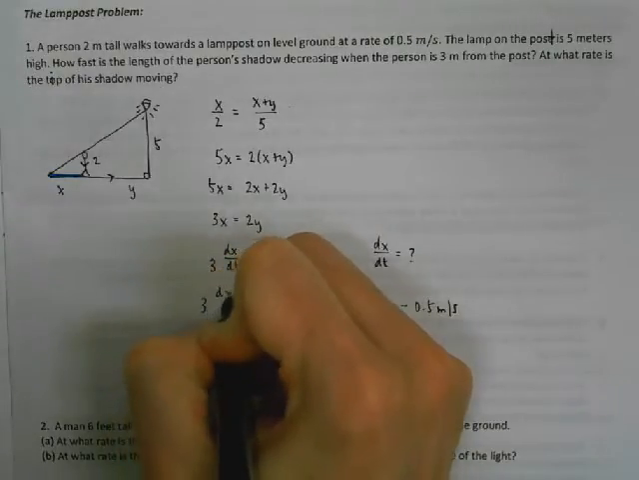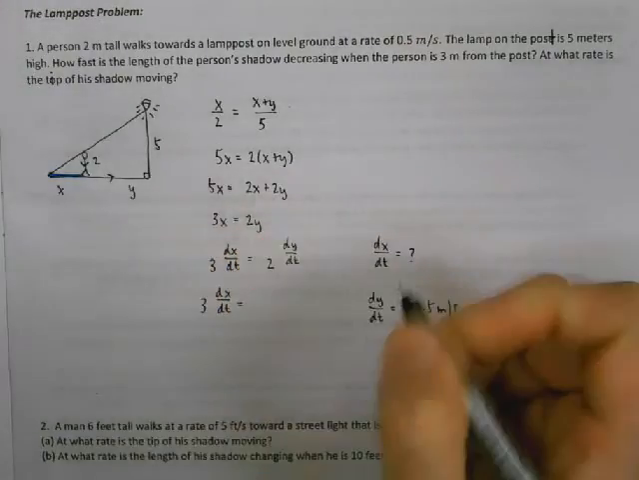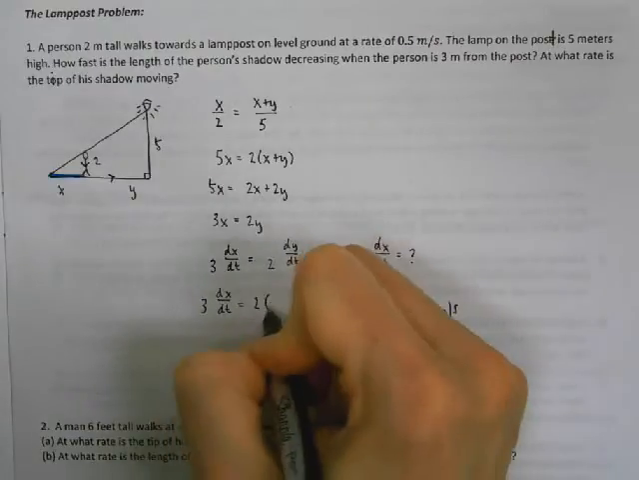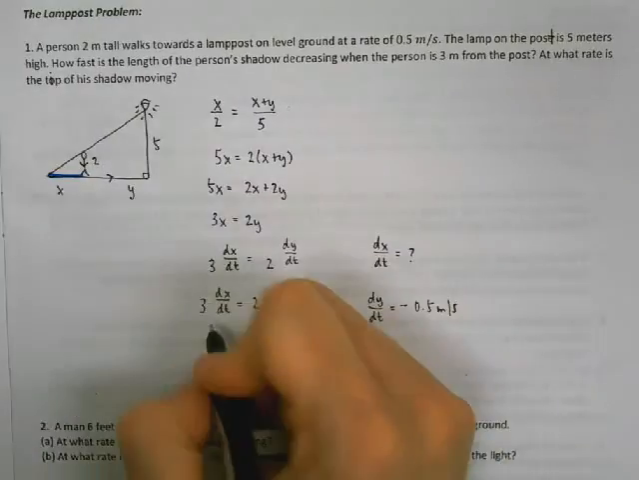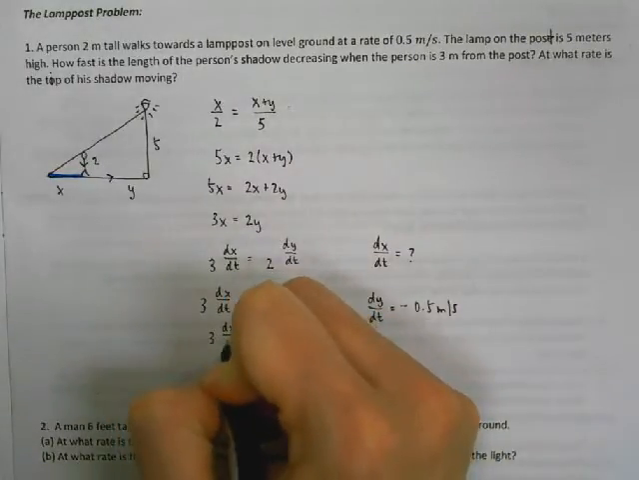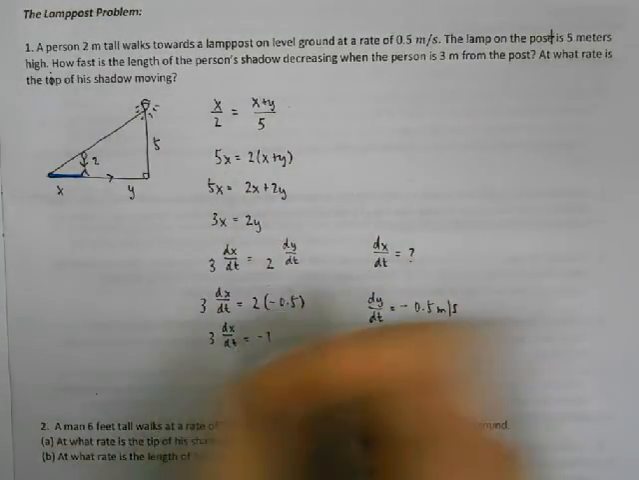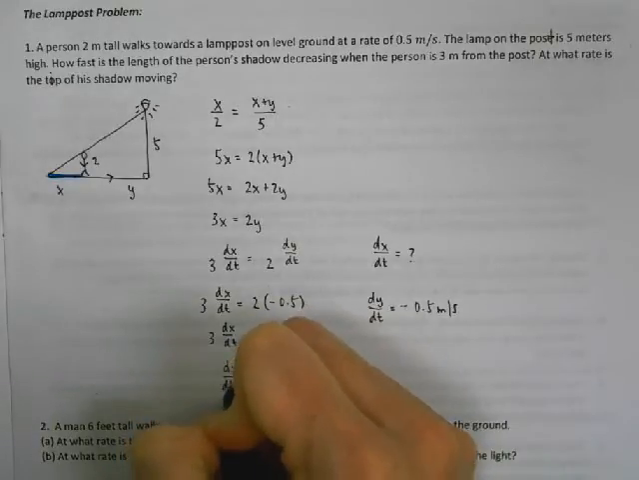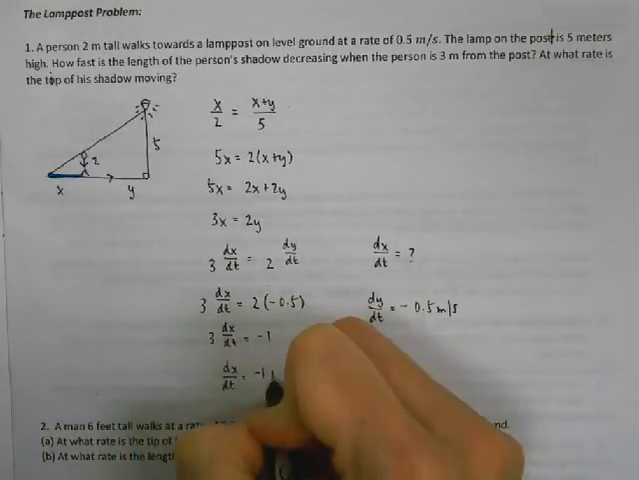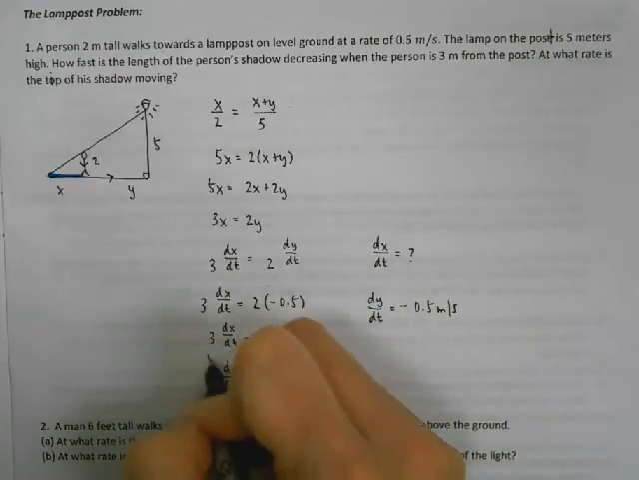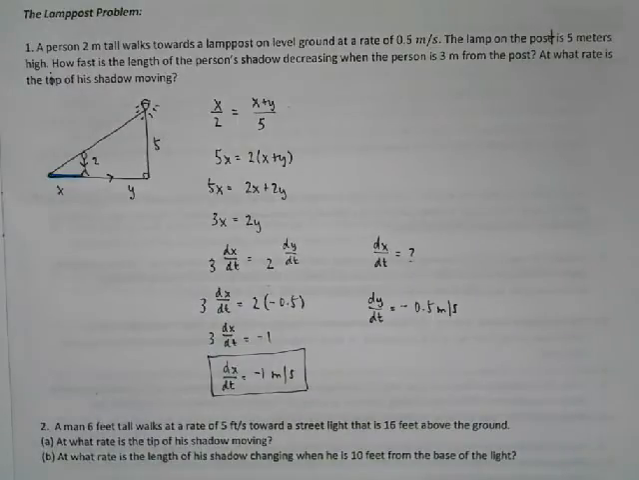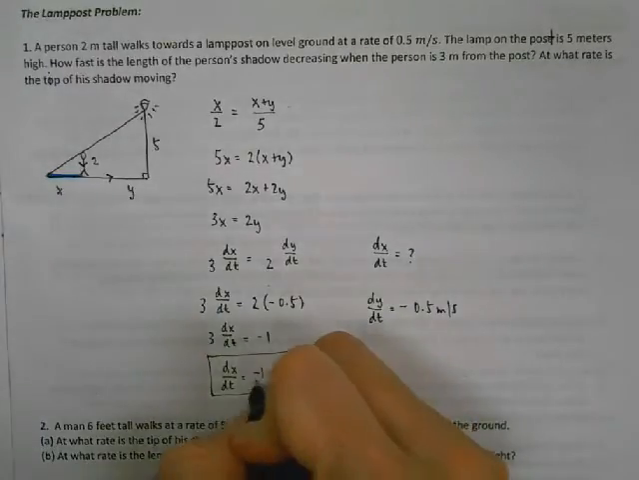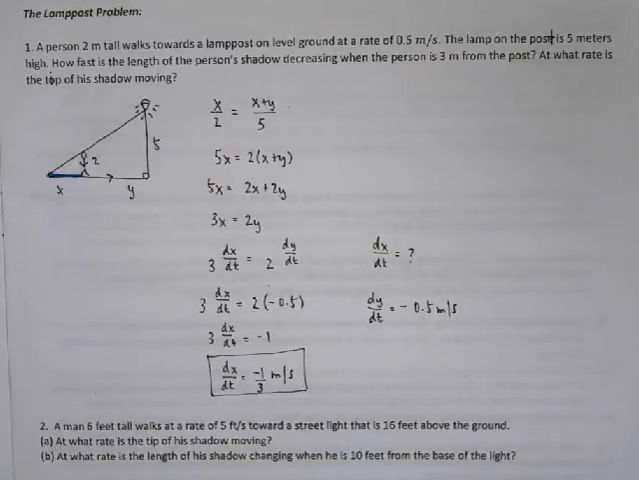I have 3 dx/dt equals 2 times negative 0.5. So now I have 3 dx/dt equals negative 1. I have to divide by 3, so dx/dt equals negative 1/3 meters per second. That tells me the length of his shadow is decreasing at a rate of 1/3 meters per second.